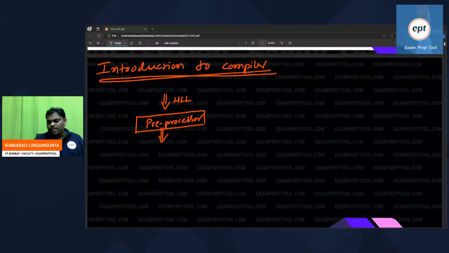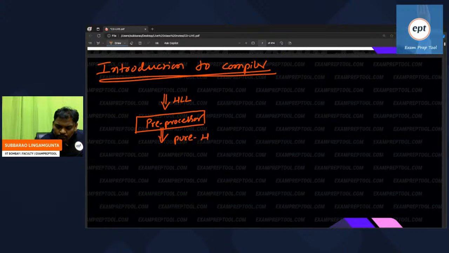High level language is the input to the preprocessor. What will be the output? Any guess? High level language as input, that is absolutely fine. What will be the output of the preprocessor? If anyone doesn't know, see the output now. The output is going to be pure high level language. Input is high level language, output is pure high level language.